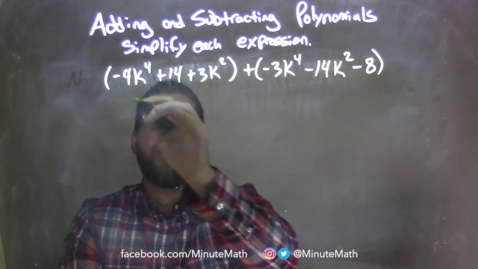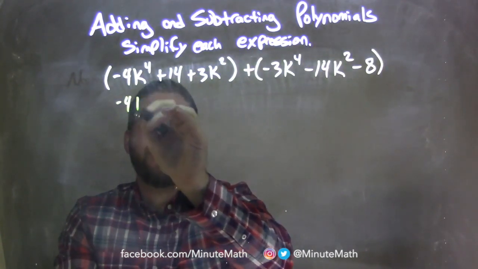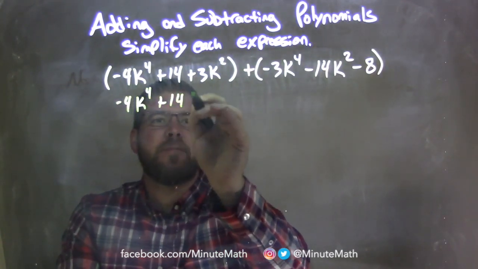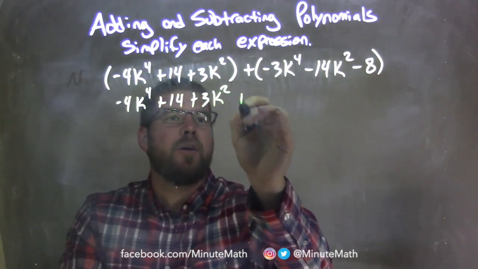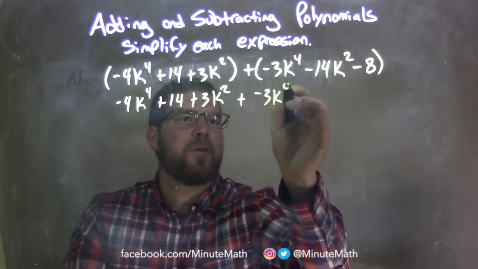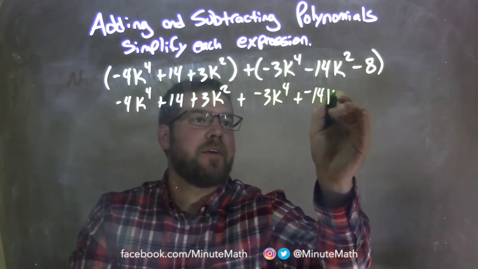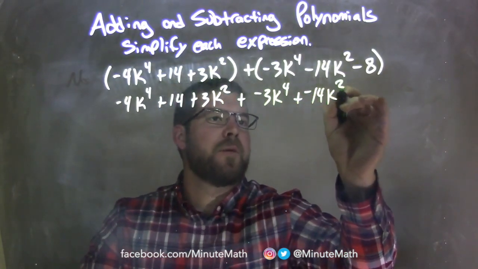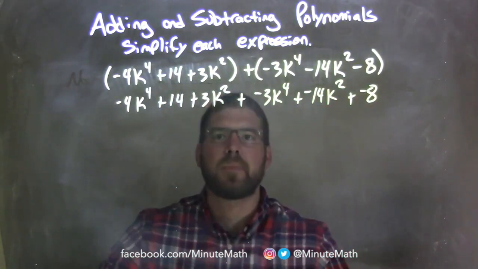So I can rewrite this, and I'm going to rewrite everything as adding a negative because I find that easier. I don't need my parentheses that way. So I have negative 4k to the 4th plus 14 plus 3k squared plus a negative 3k to the 4th plus a negative 14k squared plus a negative 8, okay?